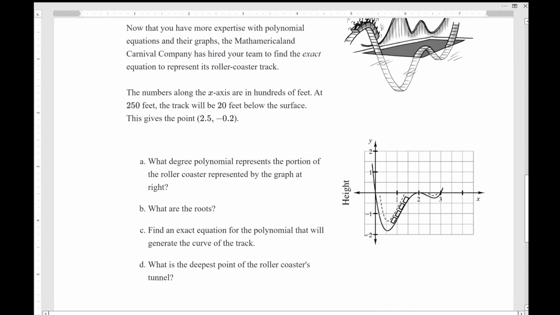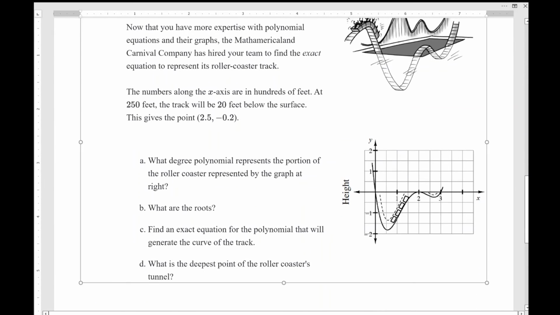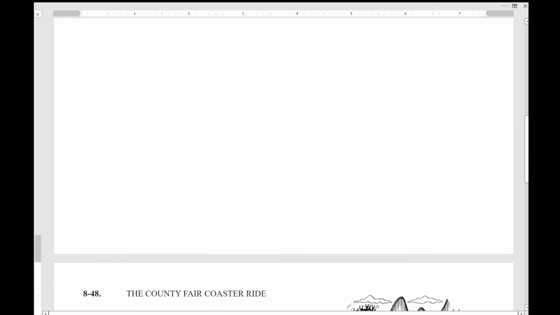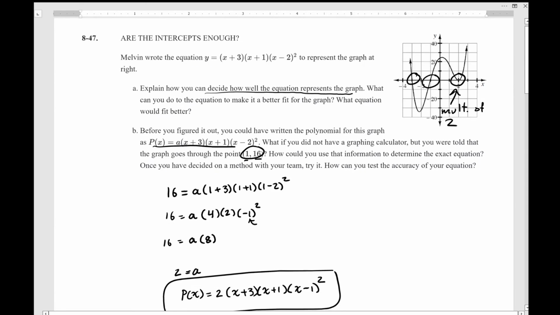That's better. Okay. So here we have another graph. The numbers along the x-axis are in hundreds of feet. Okay, keep that in mind. At 250 feet, the track will be 20 feet below the surface. That gives us a point. All right, this kind of walks us to what we ought to do when all we have is a graph. We don't have an equation. We have to come up with that equation, right? Notice in this previous problem, they were nice enough to give us an equation.